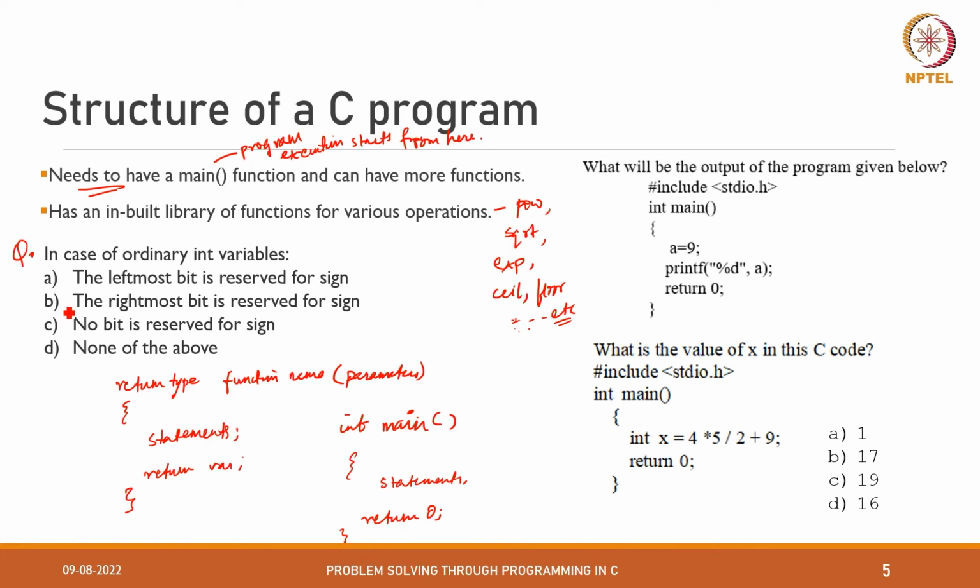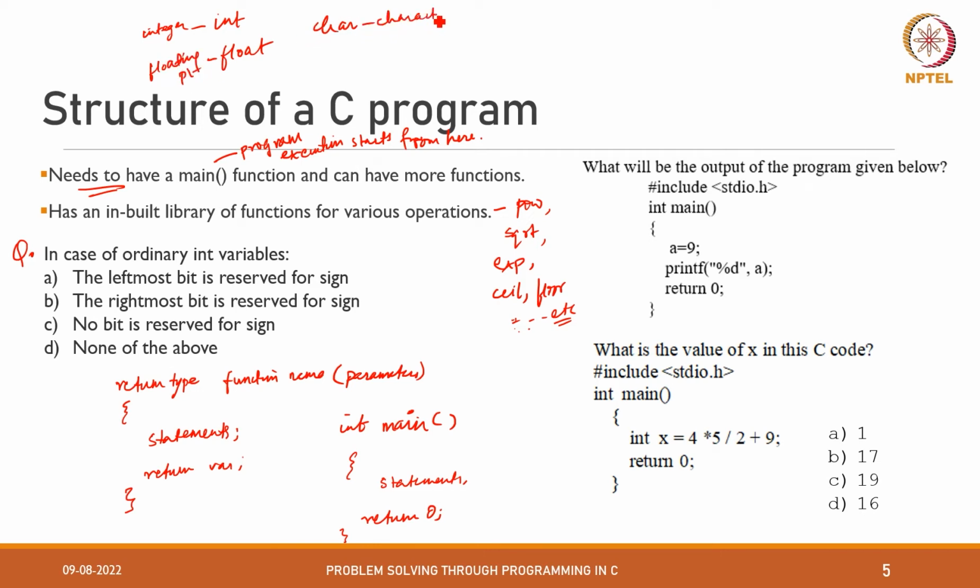When we think about data types, a very commonly used data type is int. There are different data types: there is float, there is int, there is char. This is an integer data type, it can store integers. This can store floating point data. This can store character data.